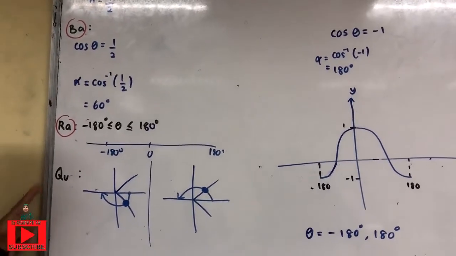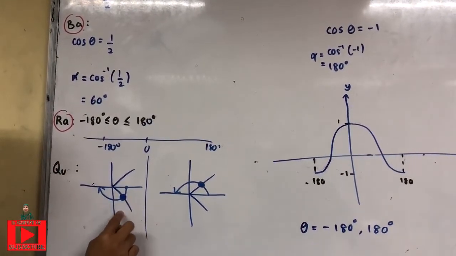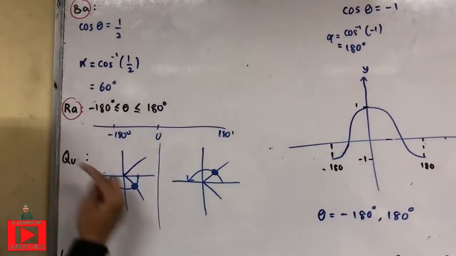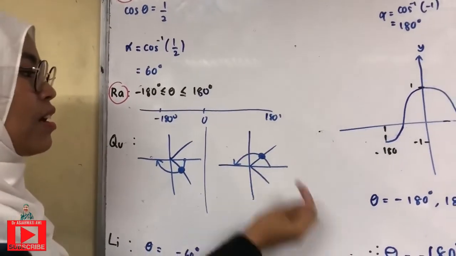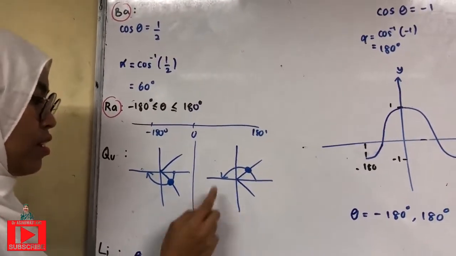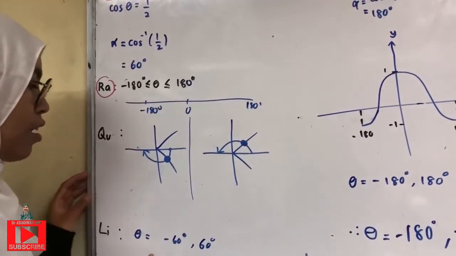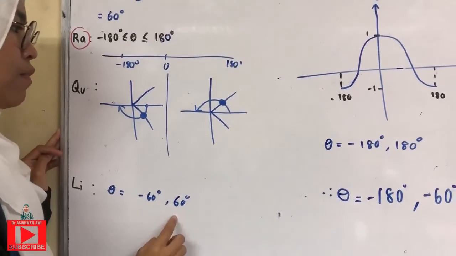So kita buatlah kuadran dia. Kalau yang negatif dia dari bawah ni apa? Clockwise. Anti-clockwise. So dia dari bawah. So kalau yang positif ni dia dari atas. Ke atas. So dia punya range ni dia punya theta yang ni akan jadi negatif 60, yang ni akan jadi positif 60.